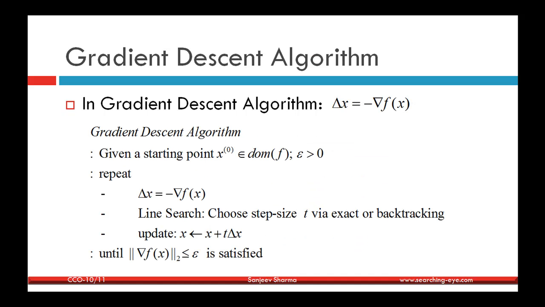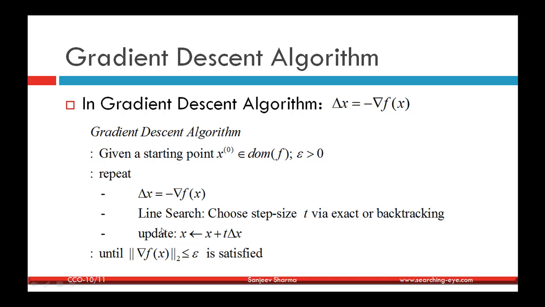In the gradient descent algorithm, our descent direction is the negative of the gradient of the function. We choose a starting point x naught that belongs to the domain of the function, and we specify a small positive constant epsilon. We take the descent direction as the negative gradient, and through line search we decide the step size or step length t to move in the direction delta x.